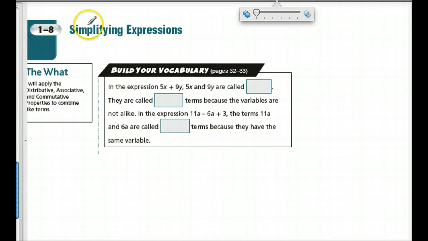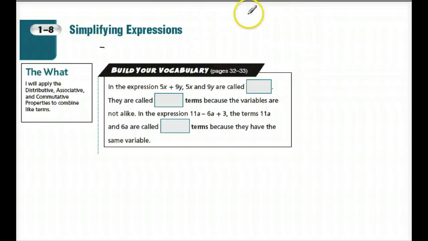All right, we're doing 1.8, simplifying expressions. Now remember, expressions is a word that we use to explain number sentences that do not contain an equal sign. So there's no equal sign in expressions. So let's build our vocabulary.